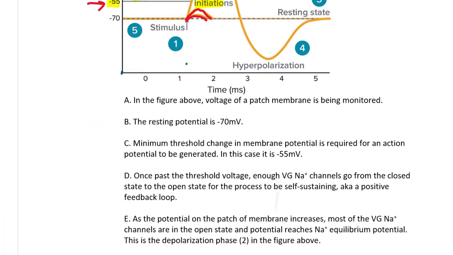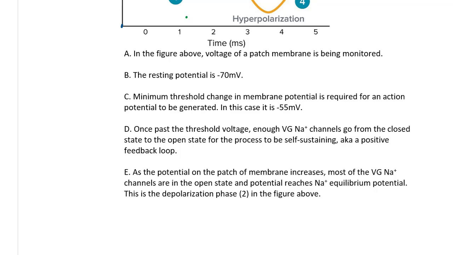So let's read. In the figure above, the voltage of a patch of membrane is being monitored. The resting potential is minus 70 millivolts. The minimum threshold change in membrane potential is required for an action potential to be generated. In this case, it's minus 55 millivolts.